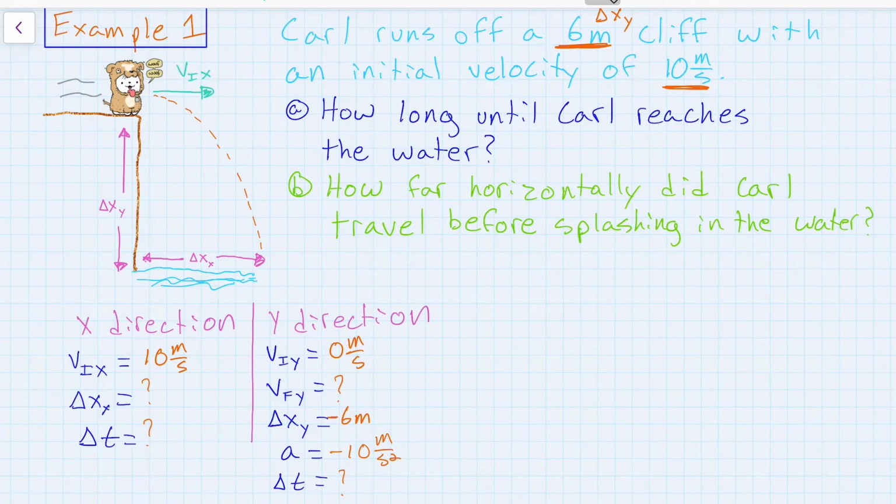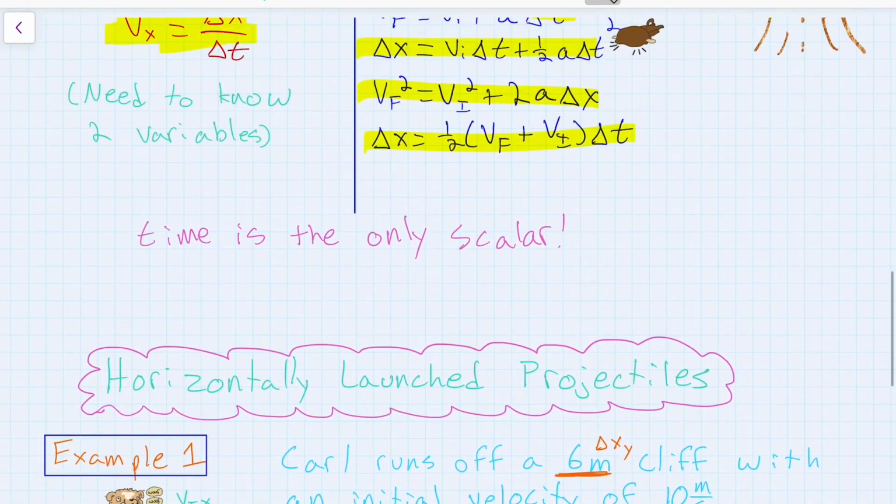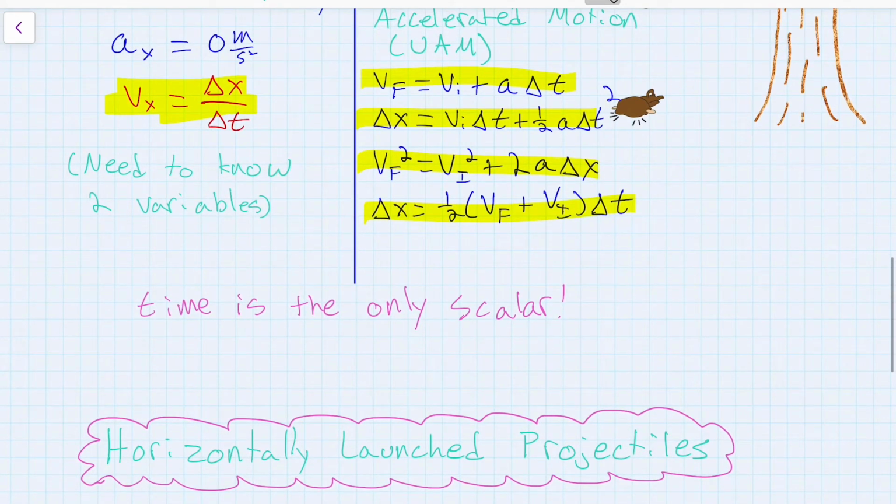We need to figure out how long until Carl reaches the water. So how much time does it take for him to hit the water? What we need to do is pick an equation that has time but does not have final velocity. Well, let's look up here. What's one of our equations that has time but does not have final velocity? I think that's our displacement equation.